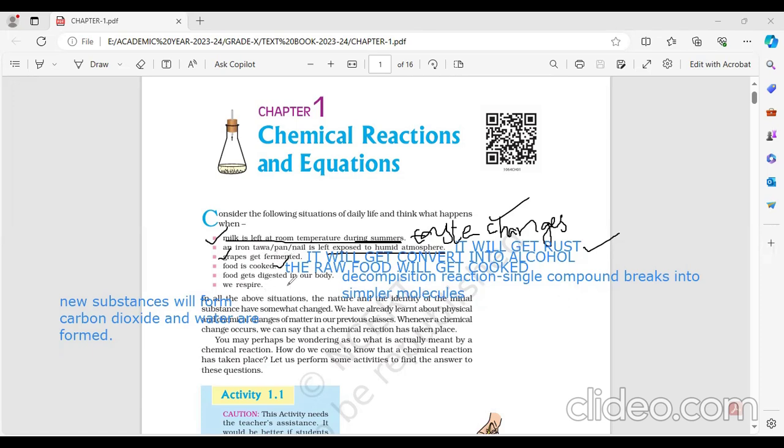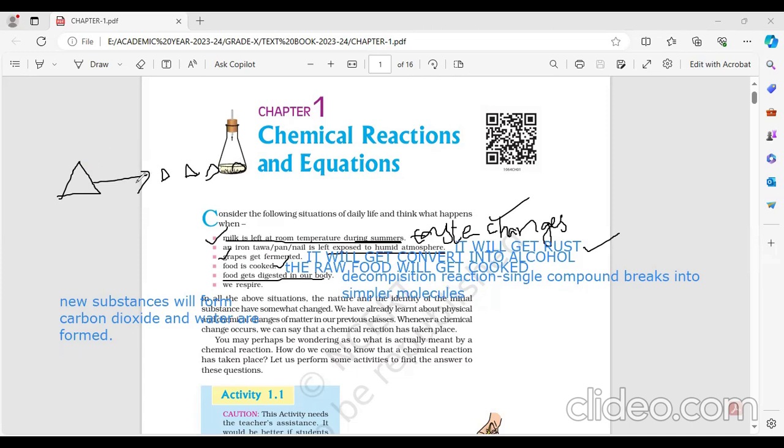Food is cooked. When food is cooked, the raw material, the hard substances, become soft. Again, it is a chemical reaction. Food gets digested. Imagine this is food. When it gets digested, it breaks down into simple molecules or simple compounds.